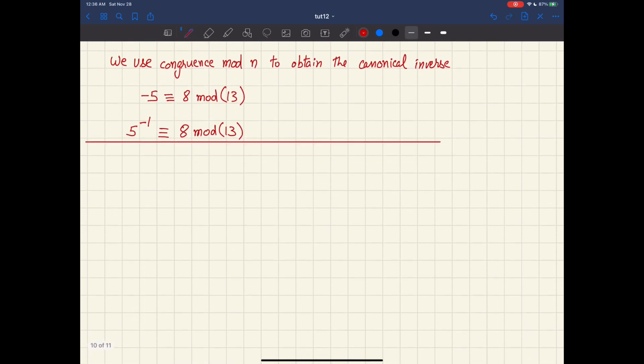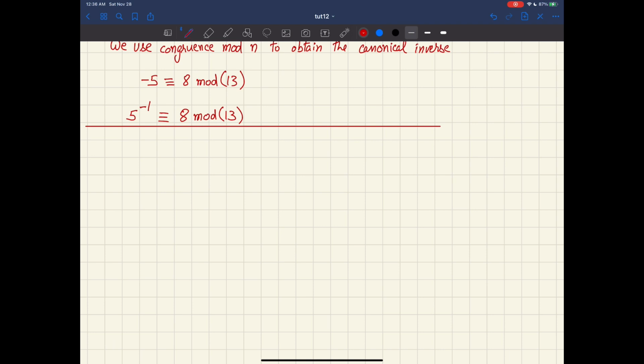For the second part, we have 22 mod 27. Again, you write 27 in terms of 22, which would be 27 is 22 times 1 plus 5. 22 would be 5 times 4, 20 plus 2. 5 is 2 times 2 plus 1. Again, the remainder is 1.